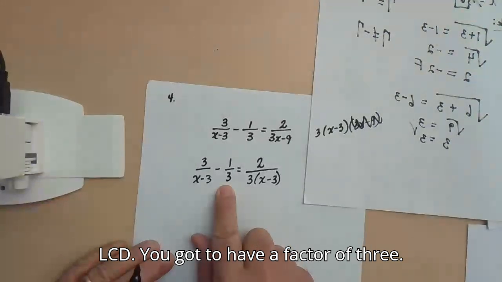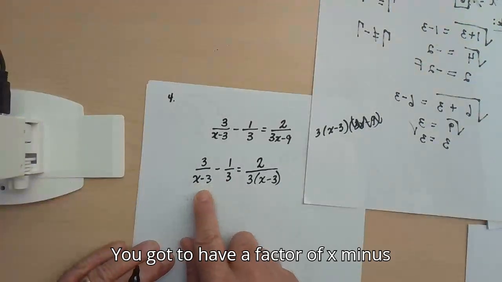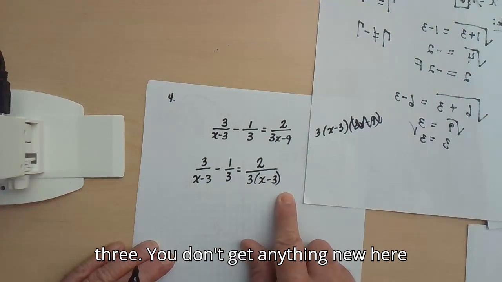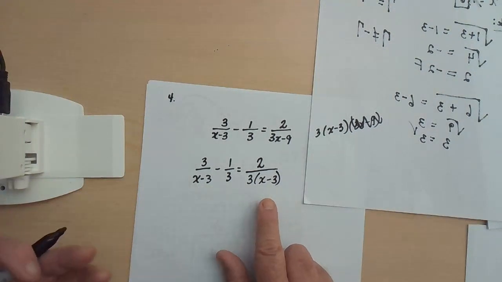And so that is the LCD. You got to have a factor of 3. You got to have a factor of x minus 3. You don't get anything new here that you don't already have covered.